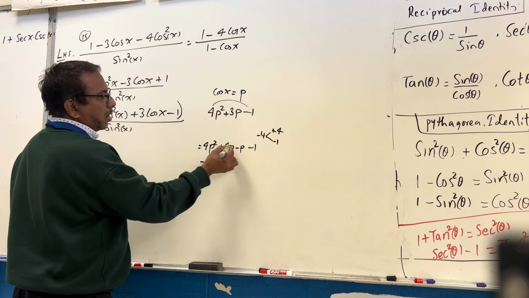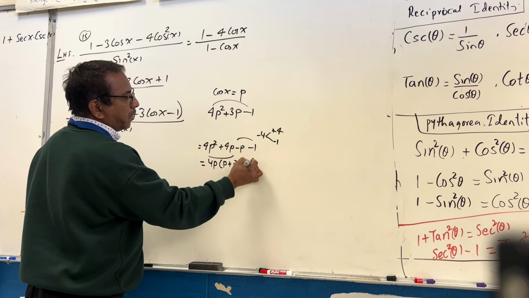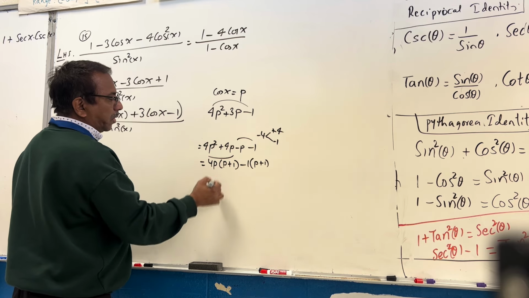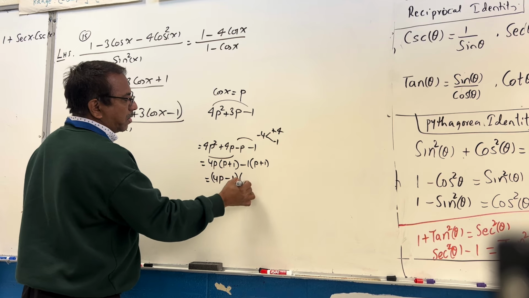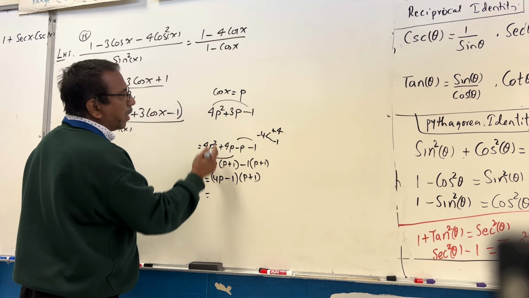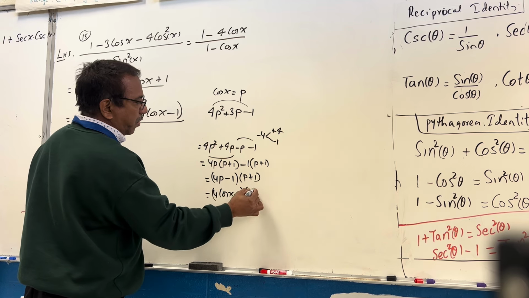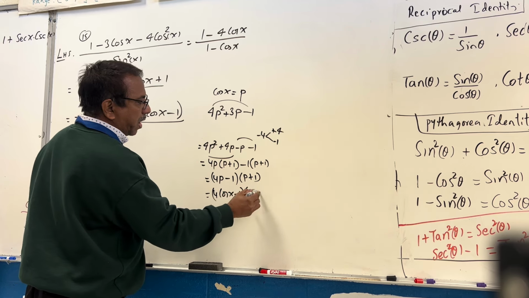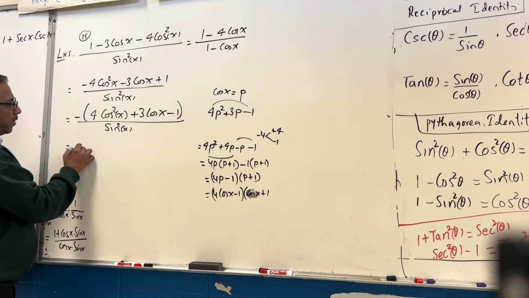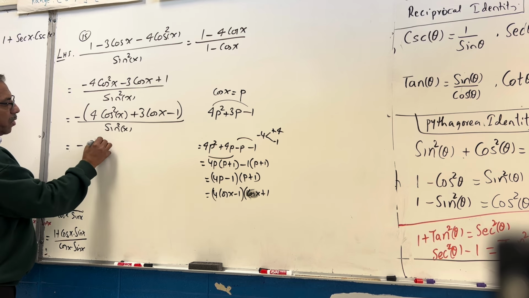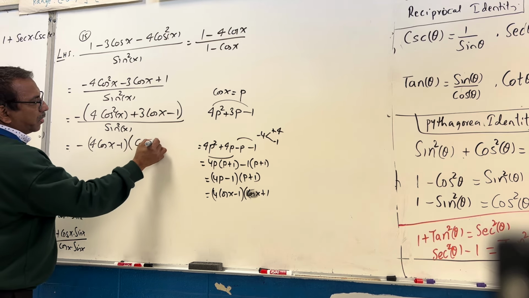And you can see we can take 4p outside, so this will be p plus 1. And here minus 1, it is p plus 1. So you get 4p minus 1 times p plus 1. This is a regular factorization. And you put back whatever the cosine x is. So 4 cosine x minus 1 and cosine x plus 1. So the numerator is 4 cosine of x minus 1 and cosine of x plus 1.